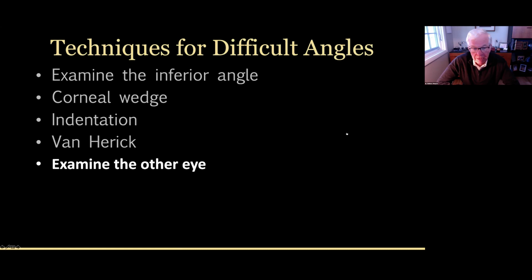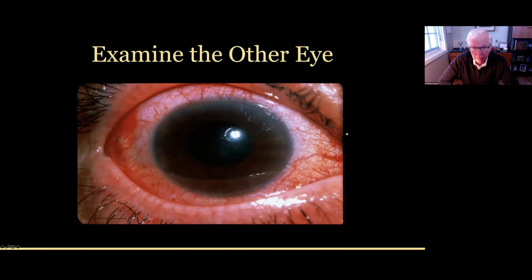Examine the other eye. So if my residents come up and say, well, we have this patient, the pressure's 50, the cornea's cloudy, I can't see the trabecular meshwork, can't do gonioscopy, I always ask them two questions. What's the patient's refractive error? Because if they're a myope, then I'm less likely thinking that they're in acute pupillary block angle closure. They should be a hyperope or emmetrope.